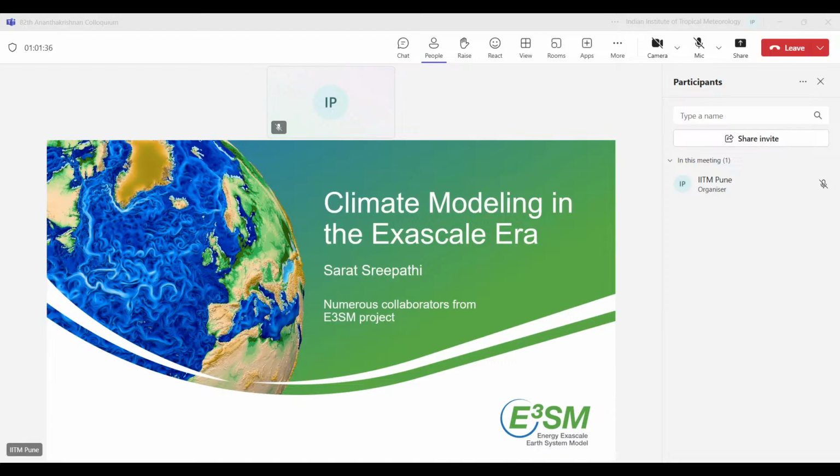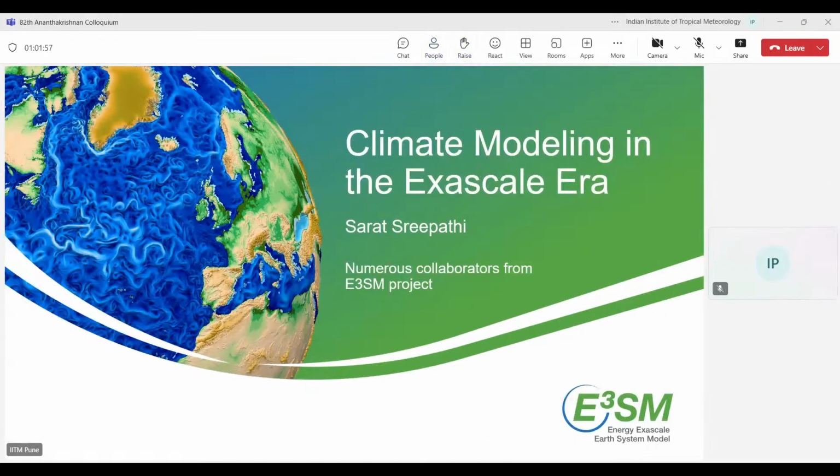So, Dr. Sarat Sreepathi is a computer scientist with 20 years of experience working on the world's fastest supercomputers. He did his PhD in computer science from North Carolina State University. He's worked as a research scientist in the Future Technologies Group from 2013 to 2020 and the Computational Earth Sciences Group from 2021 to 2025 at Oak Ridge National Laboratory, the largest laboratory for open science in the United States. His research interests include high-performance computing, computational climate science, performance analytics, exascale code design, and many more.